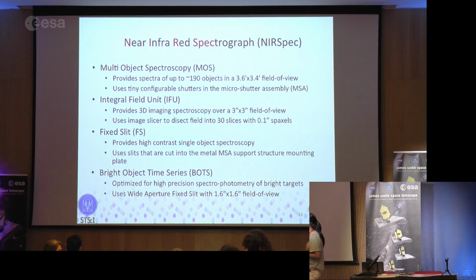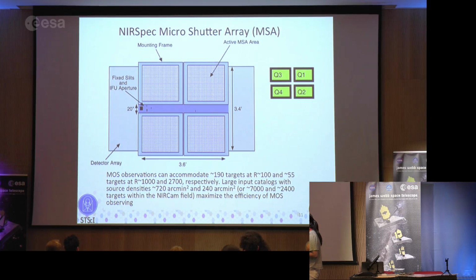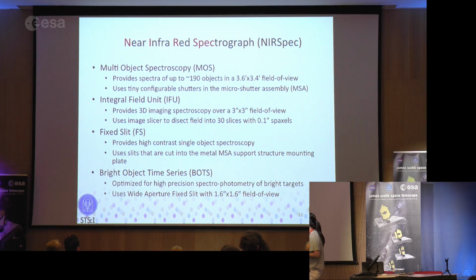Next is the near-infrared spectrograph, NIRSpec. It has 4 modes. The multi-object spectroscopy mode, which has already been alluded to. So it provides spectra of up to 190 objects in a 3 arcminute by 3 arcminute field of view, using tiny configurable shutters with a MSA.